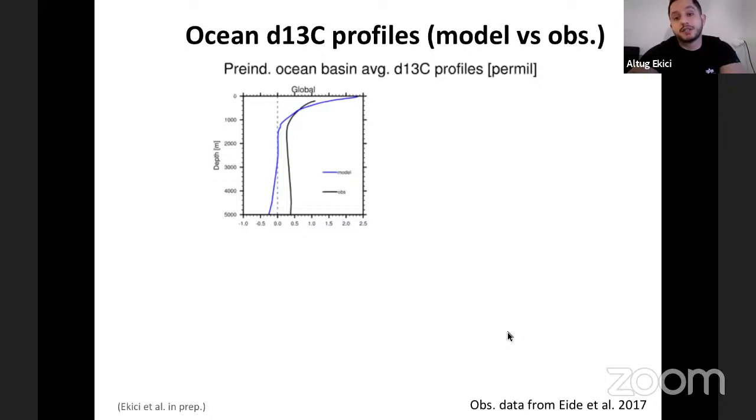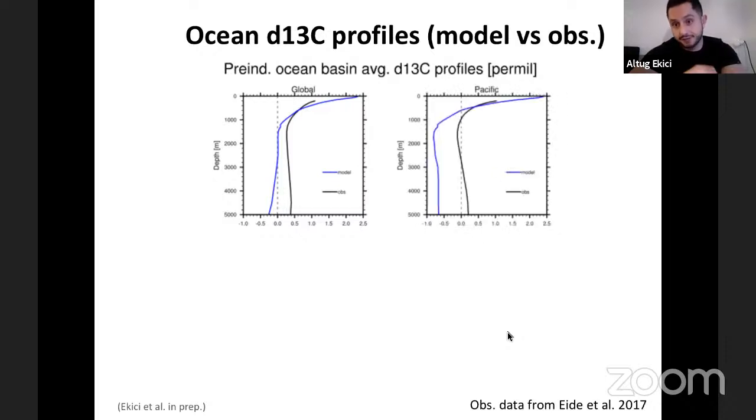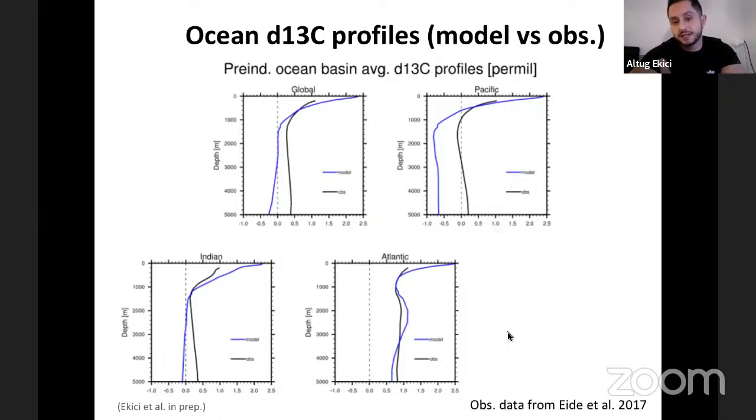And compared to observation, around 500 meters we have a good match, but it's obvious below 1000 meters we have a negative bias. This is mostly explained by different ocean basins, especially the Pacific. If you look at the Pacific version, again blue is the model and black is the observation. Just for the Pacific, we see the negative bias is a bit more pronounced, especially below 500 meters, where we always have around 1 per mil negative bias. However, in the other ocean basins, the Indian and Atlantic oceans, we have better matches, especially in the Atlantic. The model actually does pretty well.